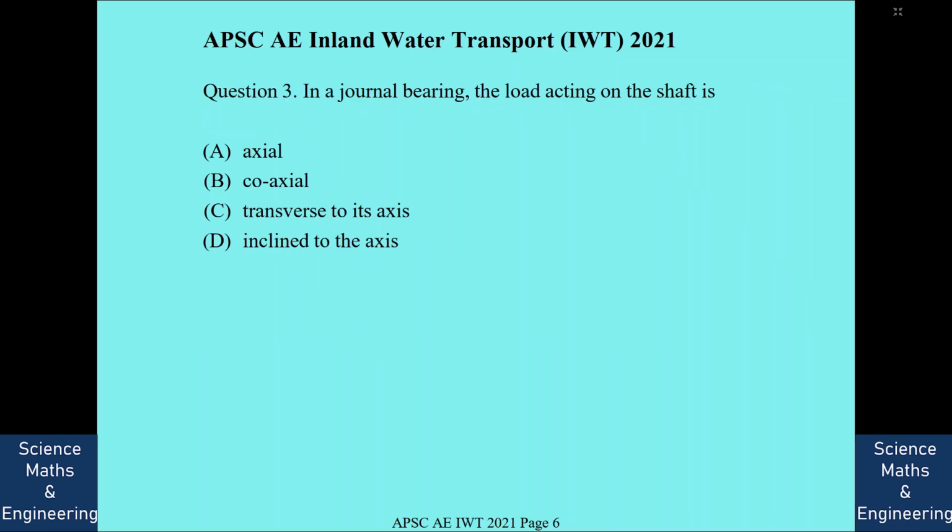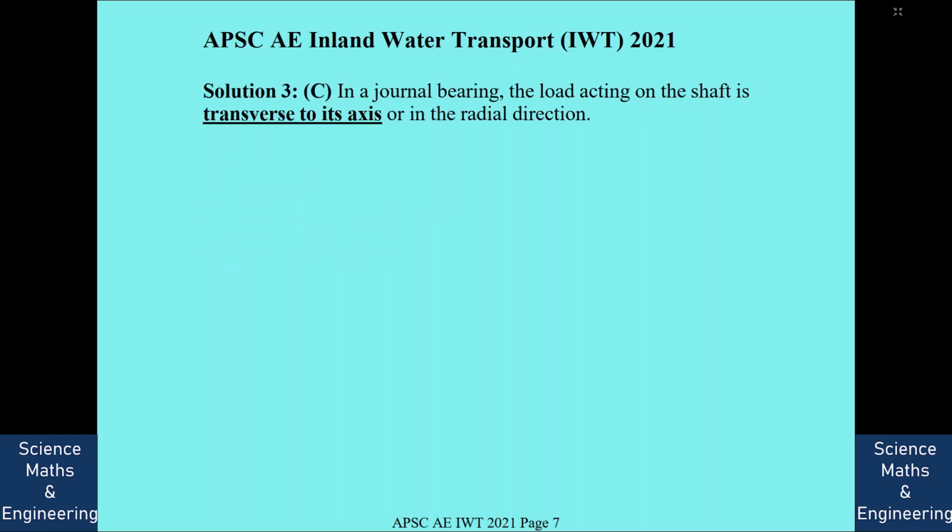Next. In a journal bearing, the load acting on the shaft is A. axial, B. coaxial, C. transverse to its axis or D. inclined to its axis. So the answer is in a journal bearing, the load acting on the shaft is transverse to its axis or in the radial direction.